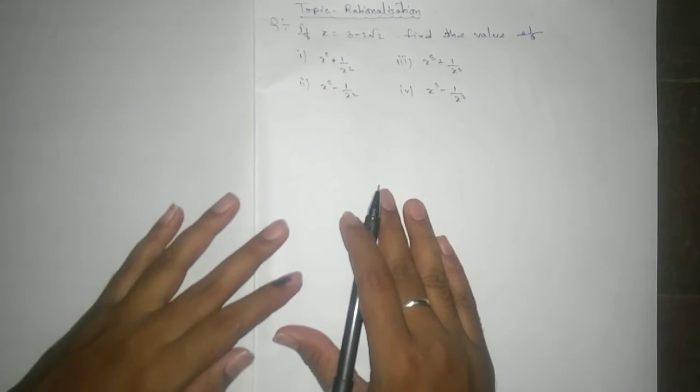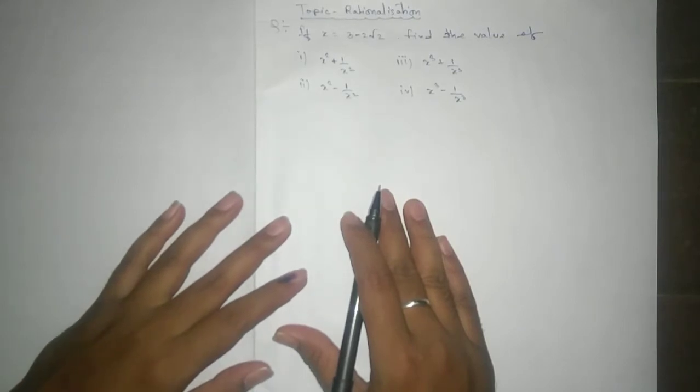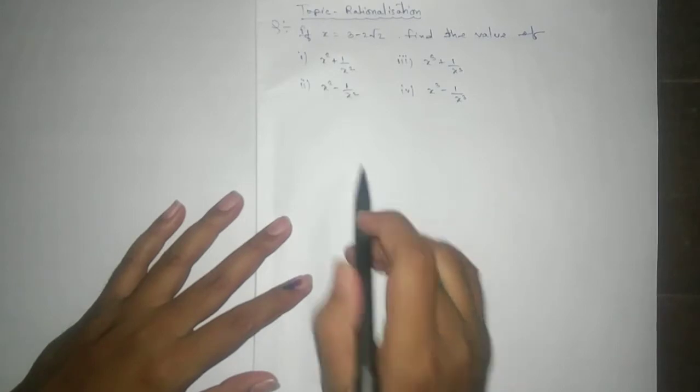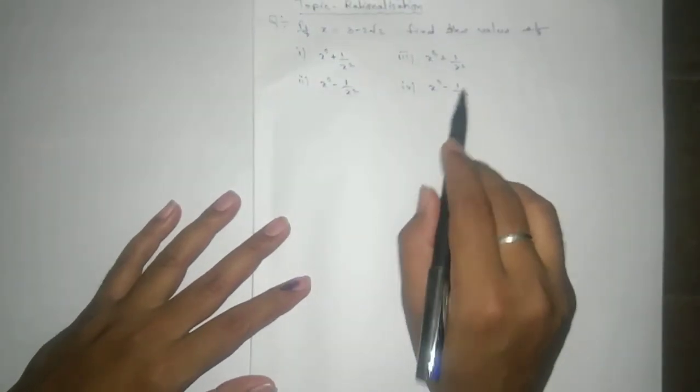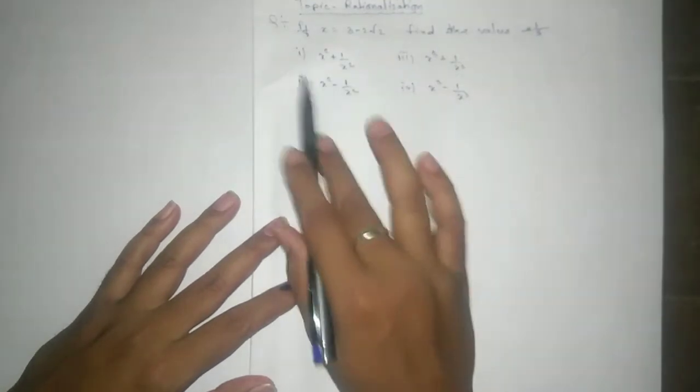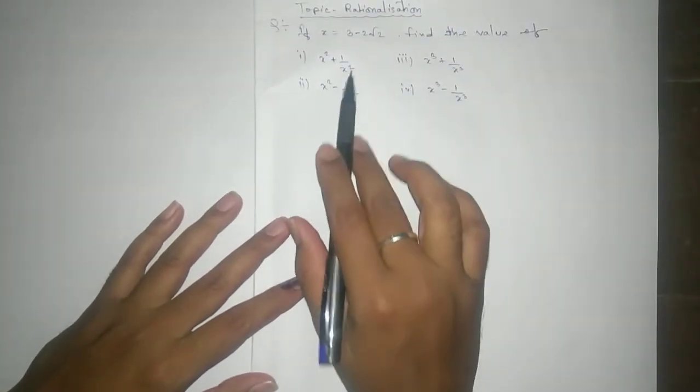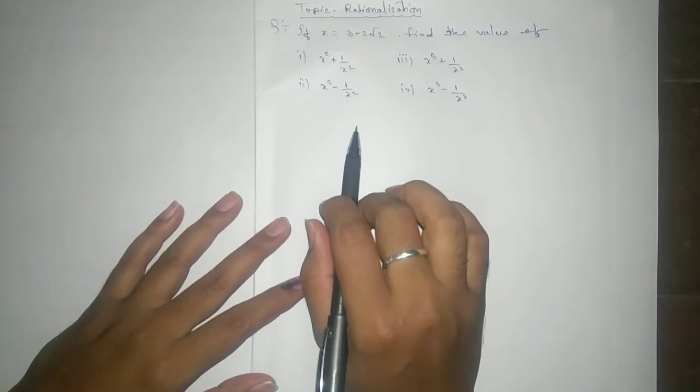Namaste students. Today we're going to see one problem related to rationalization. Here we have: if x equals 3 minus 2 root 2, find the value of x square plus 1 by x square, x square minus 1 by x square, x cube plus 1 by x cube, and x cube minus 1 by x cube. And before doing all this, let's derive the formulas for these and then we'll proceed.